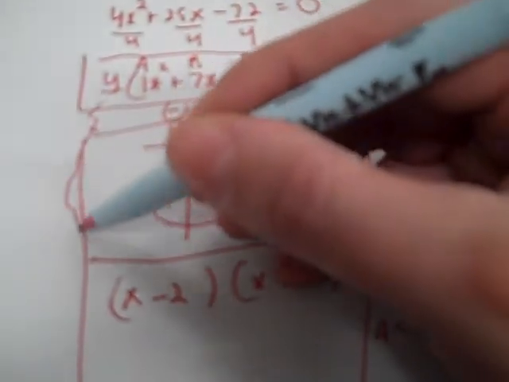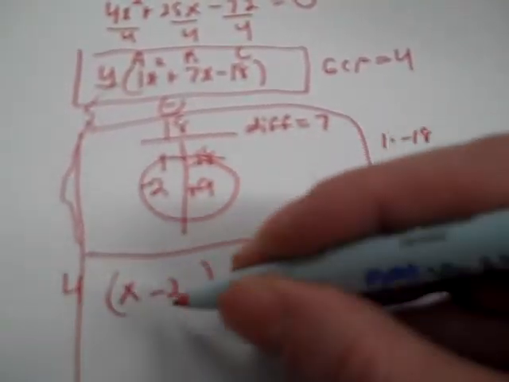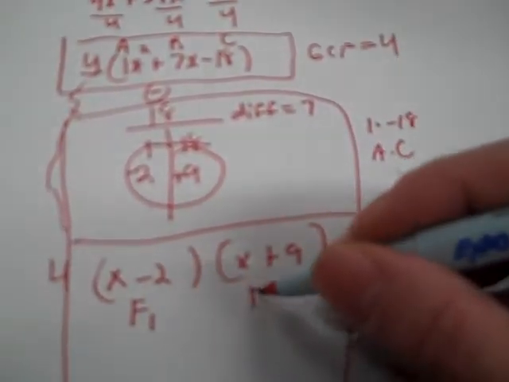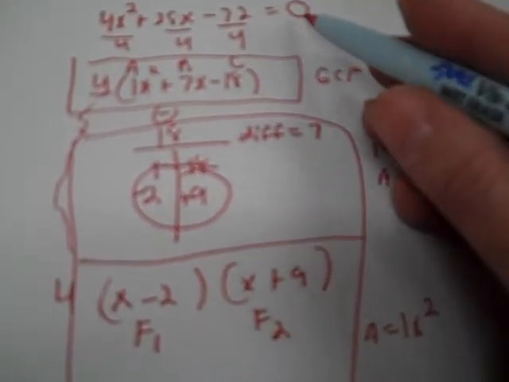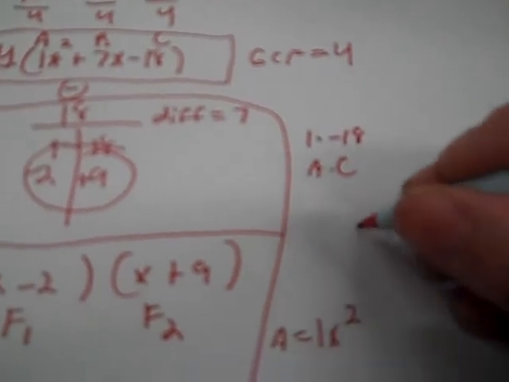Okay, so my GCF of 4 will drop down here, but it doesn't have an x, so I don't put an f with it. F1, F2. Remember, the equation equals 0. That's why both factors, x minus 2 can equal 0.